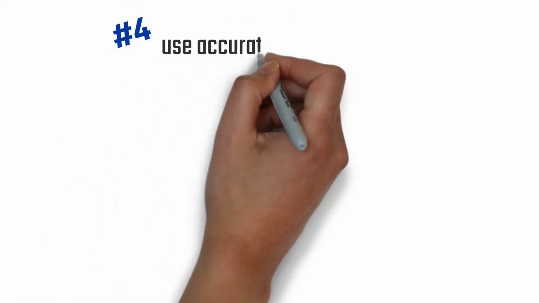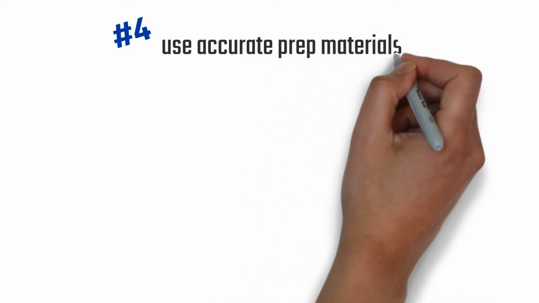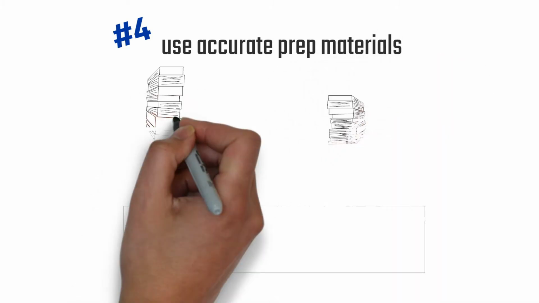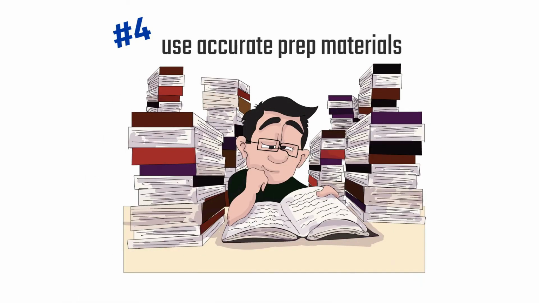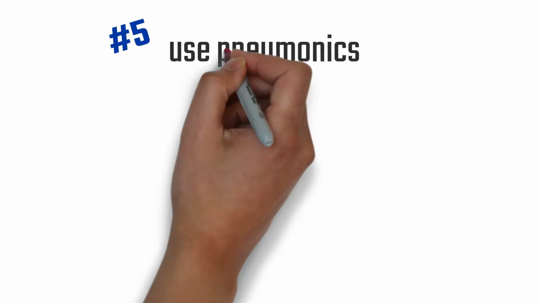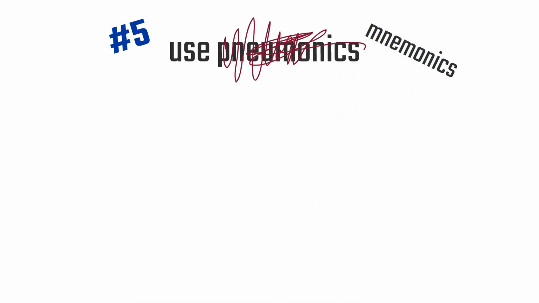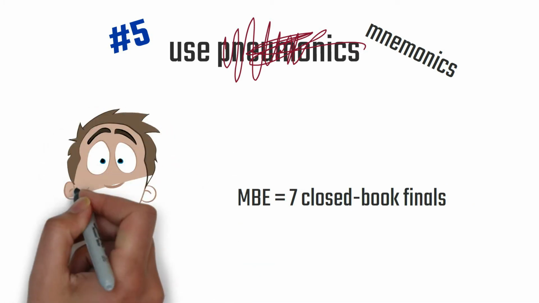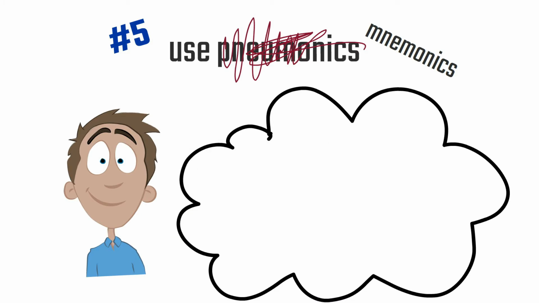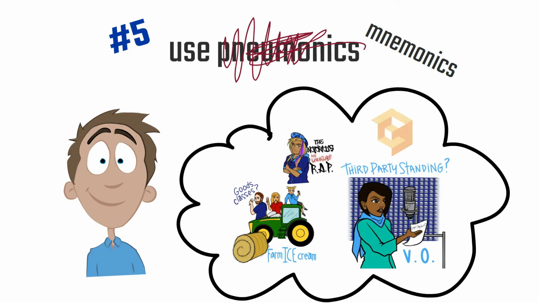Tip number 4, use accurate prep materials. You're asked to know the current, generally applicable law. Though free outlines abound online, make sure you're using something from a credible source that maintains its material. Tip number 5, use mnemonics. Mnemonic is just a fancy word for memory hook. The MBE's like walking into 7 closed book multiple choice finals, back to back to back. Unless you have a near photographic memory, you're gonna need a way to string everything together. This is why Crescendo uses hundreds of memory hooks.